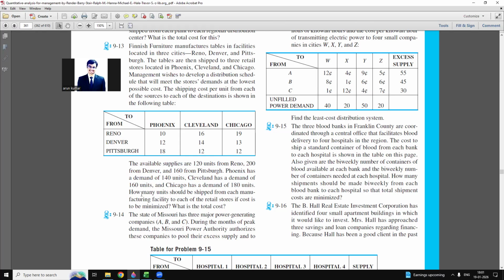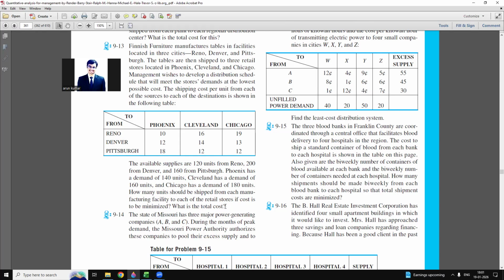And now, how many units should be shipped from each manufacturing facility to each of the retail stores if cost is to be minimized? What is the total cost? So here, we need to provide the units and it should be a minimization. So what is the total cost?